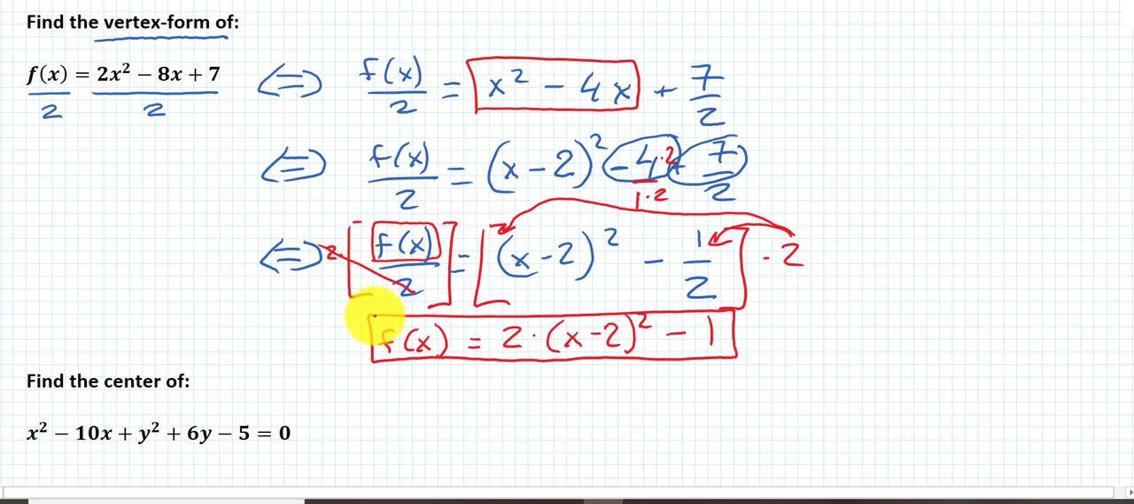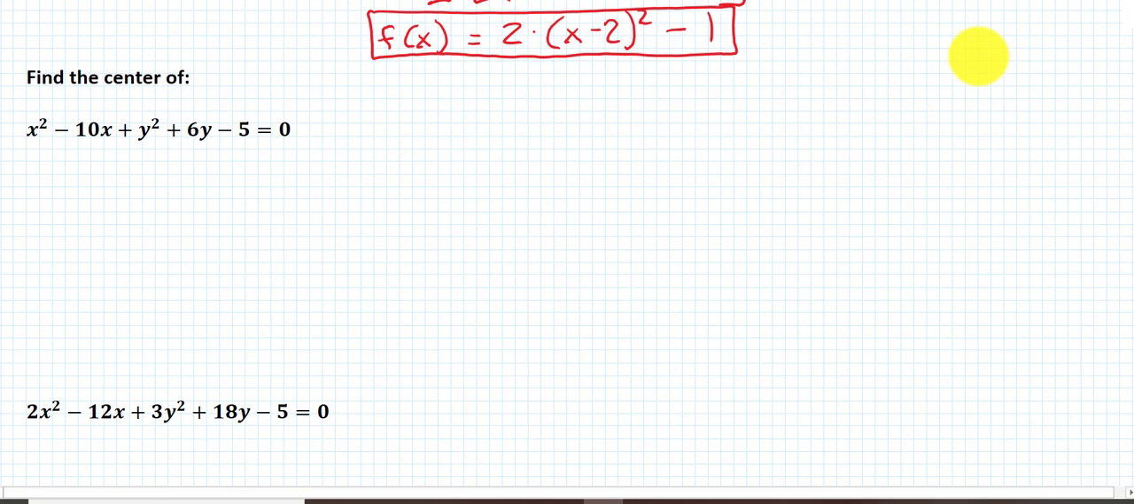Let's apply completing the square to another question. In the next question, I have to find the center of this conic. Now, this conic is a circle because the quadratic coefficients for x and y are equal. So I have a circle, all right? How do I find the center? I need to complete the square for x right here, and I also need to complete the square for y.